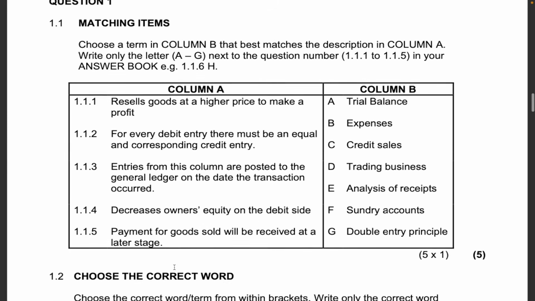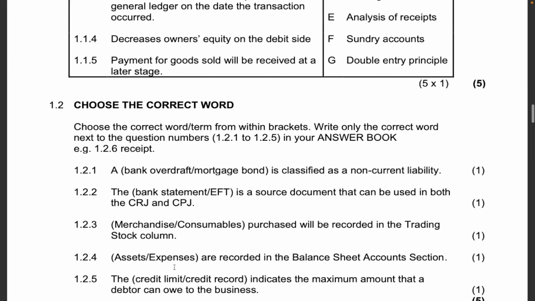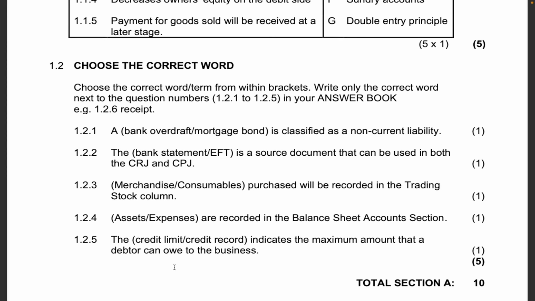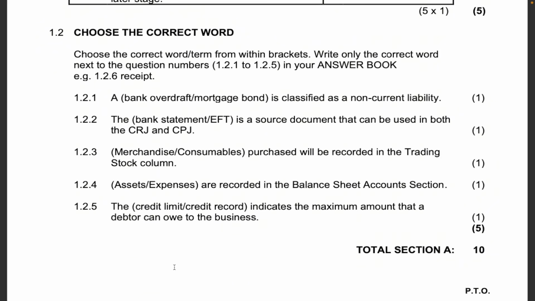I hope 1.1 was easy enough and you're able to follow along. If you check out Accounting for Beginners Part 1, you should be able to get a hang of questions such as this much better. All right, let's look at 1.2. Choose the correct word or term from within brackets. Write only the correct word next to the question numbers 1.2.1 to 1.2.5 in your answer book, e.g. 1.2.6 receipt. Okay, so we are given two options in brackets here, and we have to select the correct one. That would be the answer to what they're mentioning.